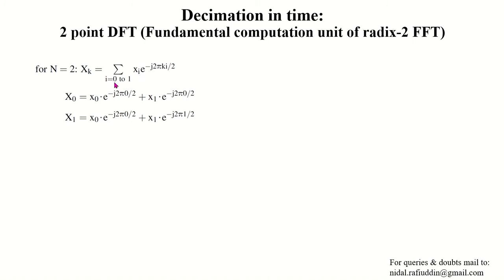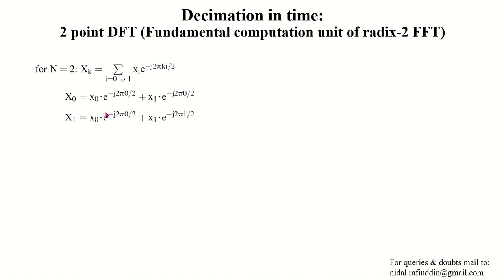Here i and n are the same, so you can write this as x(n) as well. So x(n) or x(i) e raised to the power minus j 2 pi k n divided by capital N. Since capital N is taken as 2, it's a 2-point DFT, and thus we are taking this as 2. And if we look into X0 and X1, which are the two frequencies or the DFT points of the sequence x(i), then X0 can be written as follows.